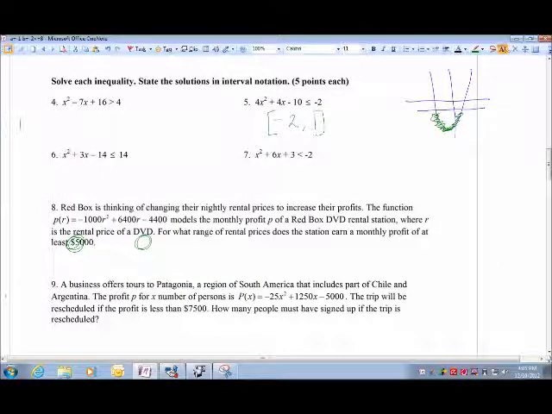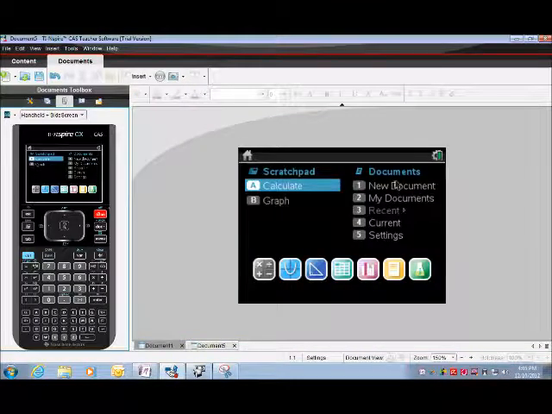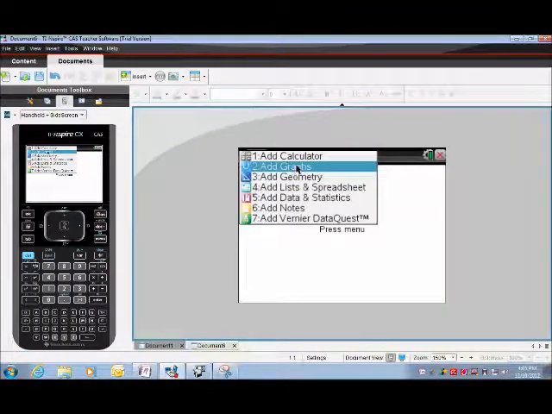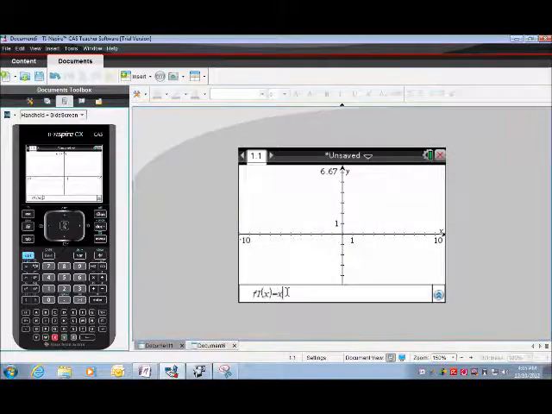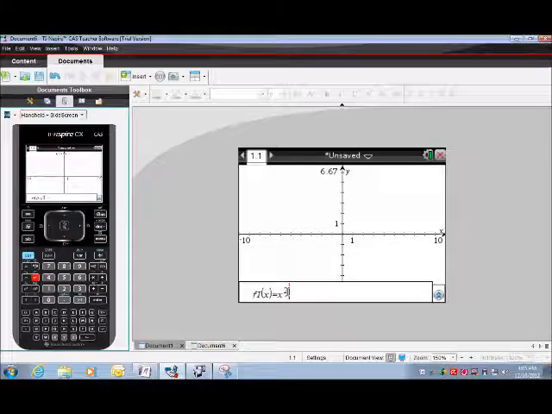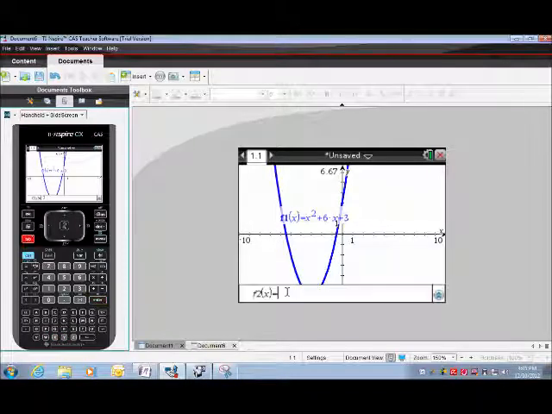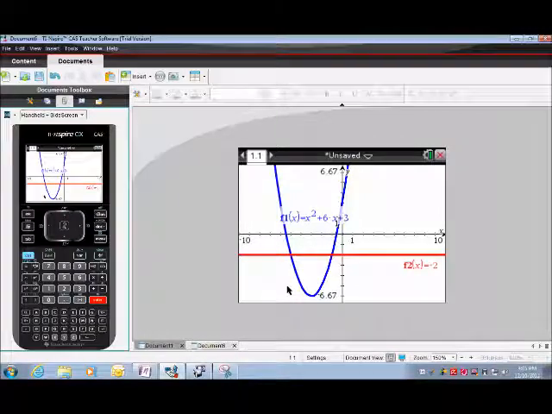And let's move on to number 7. Number 7, it's going to be the same thing that we did in 4, 5, and 6. We're going to go to our calculators, open a graph page, type in the first side of the inequality, which is x squared plus 6x plus 3, and enter. Then we're going to hit tab, enter in the second side, which is negative 2, hit enter. And then we're going to go ahead and find our intersections one more time.